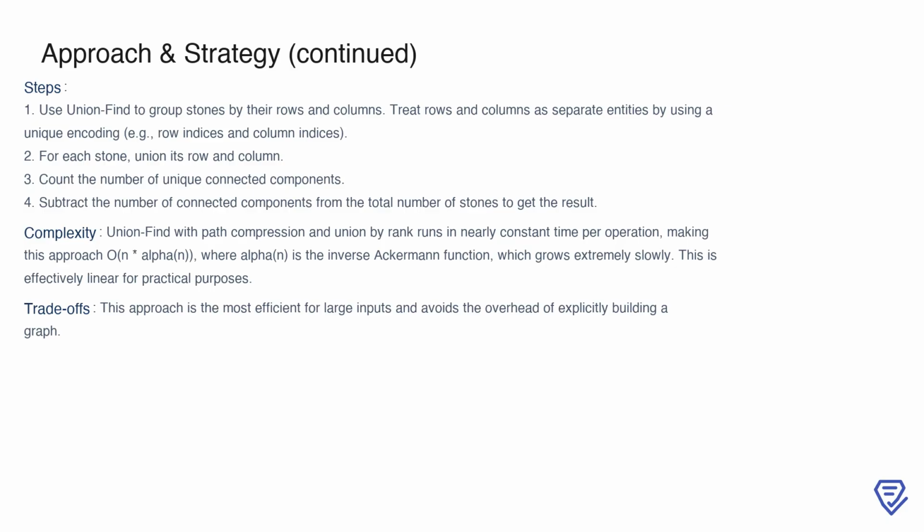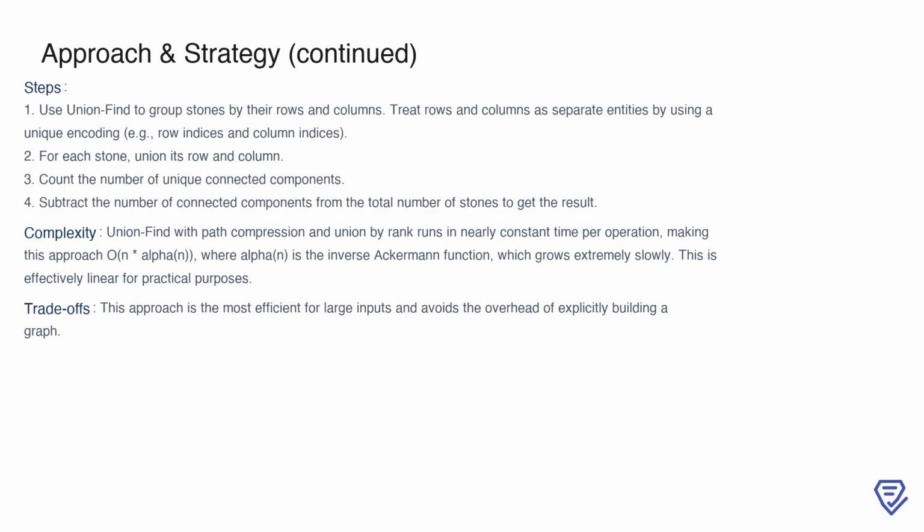To address the limitations of graph construction, we turn to the union find approach. This method eliminates the need to explicitly build the graph by using a disjoint set data structure to group stones into connected components. Here's how it works: each stone belongs to both a row and a column, and we treat these as distinct entities. Using a unique encoding, we can union the row and column for each stone, effectively grouping them. After processing all stones, the number of unique connected components is counted. Finally, the result is obtained by subtracting the number of connected components from the total number of stones.